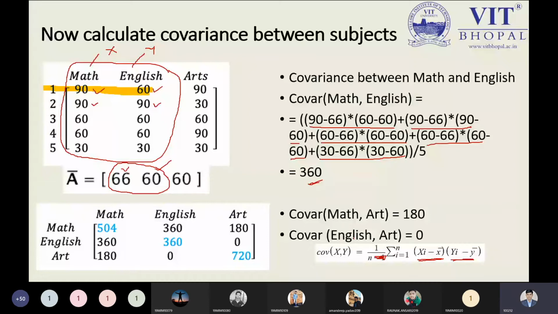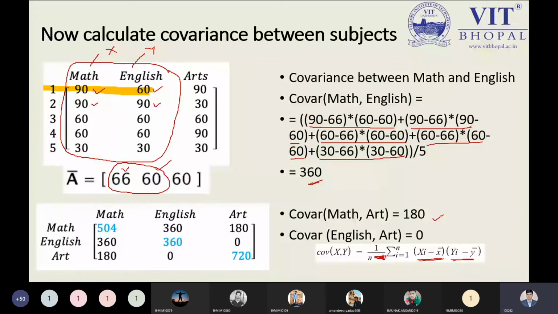Any doubt in understanding the covariance value? Please let me know right now. Any doubt you have, you can ask me right now. Is it clear to all how we are getting the covariance? Okay. If you try to calculate the covariance between math and art, you will get 180.